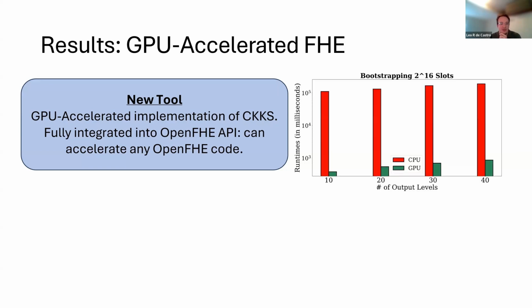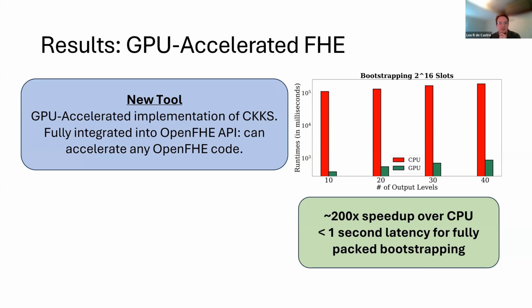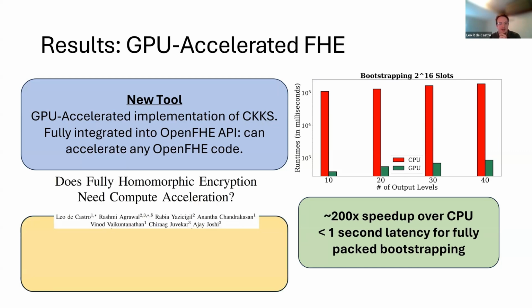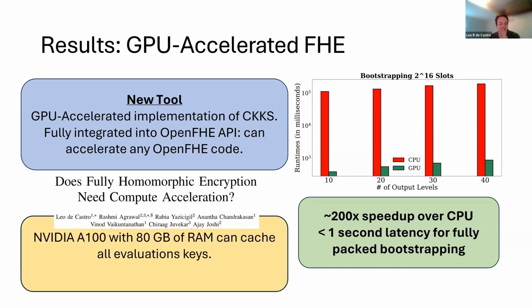So we get this 200x speed up, and really part of the reason why we're able to get this level of speed up is we're able to cache all of the evaluation keys. And there's strong evidence that the memory bottleneck persists here.